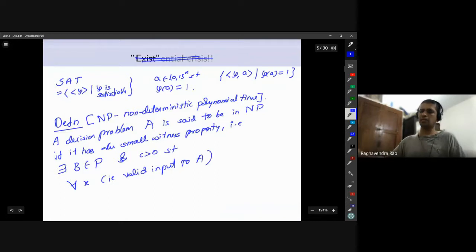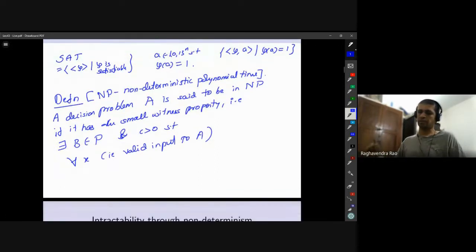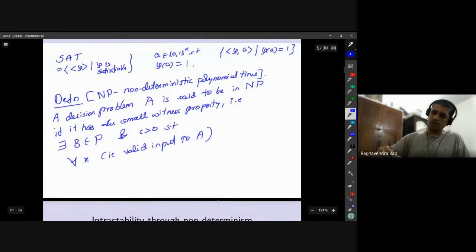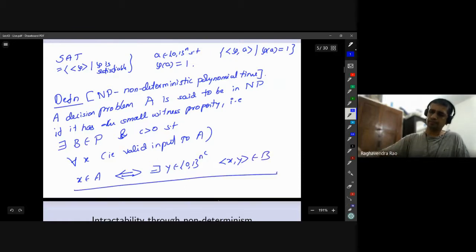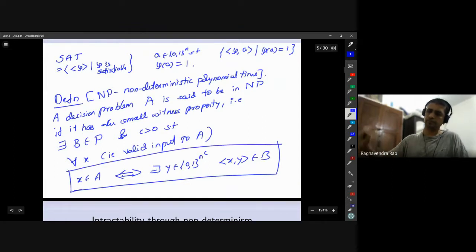okay, so any legitimate input. If you are having a graph problem, then for all graphs, for example, x is in A if and only if there exists a y in {0,1}^(n^c) such that (x, y) is in B.